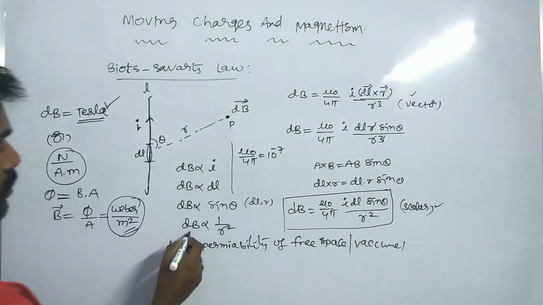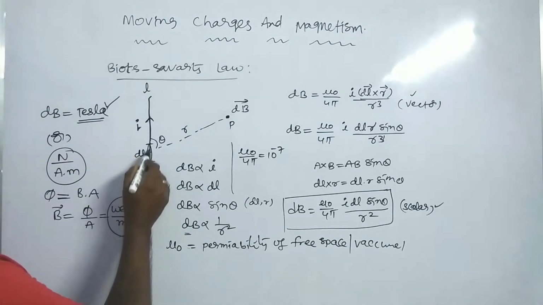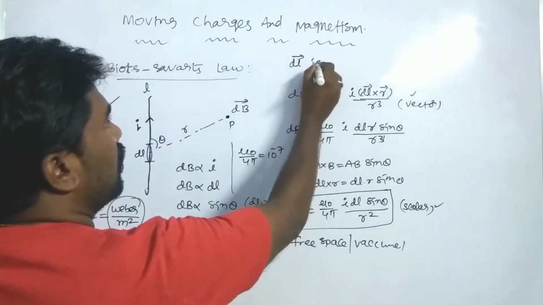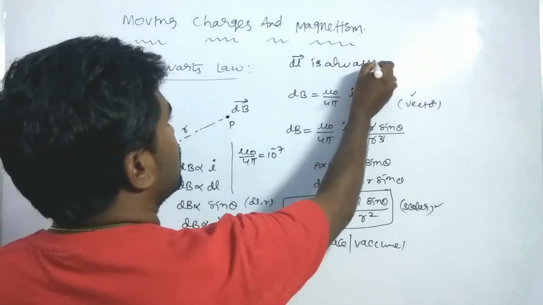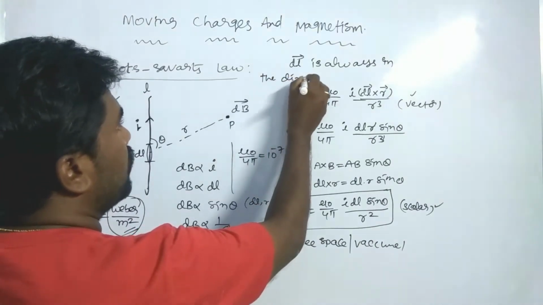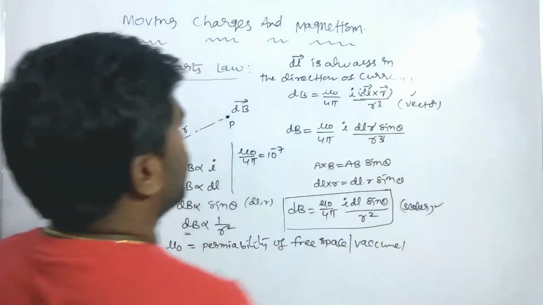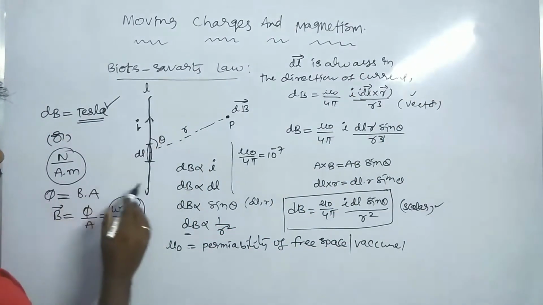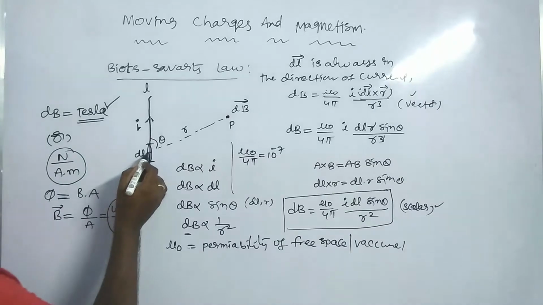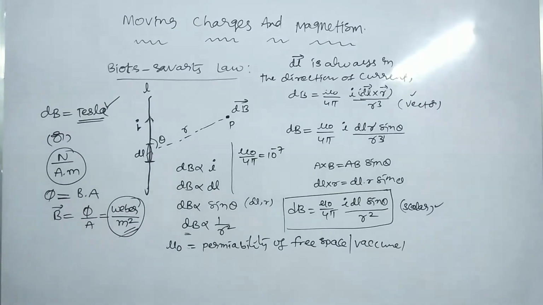Now we have to remember one thing. The direction of dl is always in the direction of the current, because in the current carrying conductor we are assuming a small element, that is dl. So whatever direction the wire has, that direction the small element has.